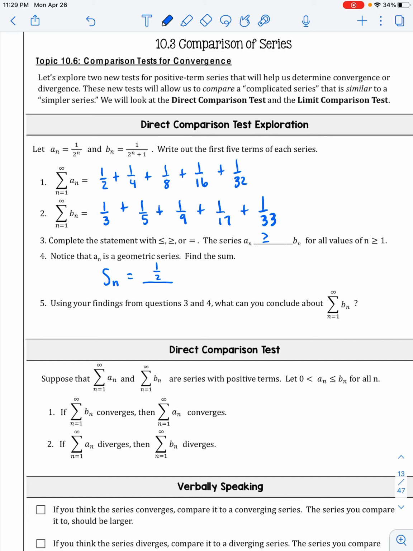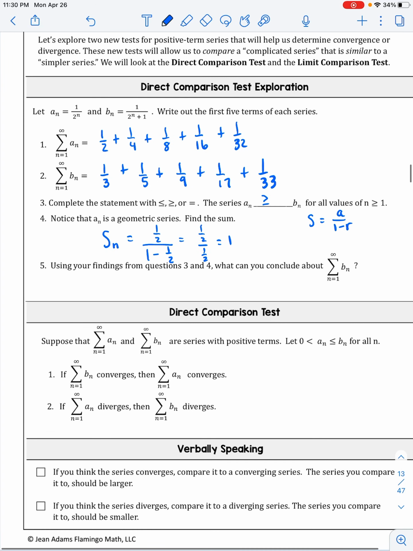Notice that a sub n is a geometric series. Find the sum. So our sum is going to be our first term, which is 1/2, over 1 minus r. And basically you're multiplying by 1/2 every single time on that a sub n, so that's your r. This would give you 1/2 divided by 1/2, which is just 1. So that sum, and remember our sum was a over 1 minus r, is 1.